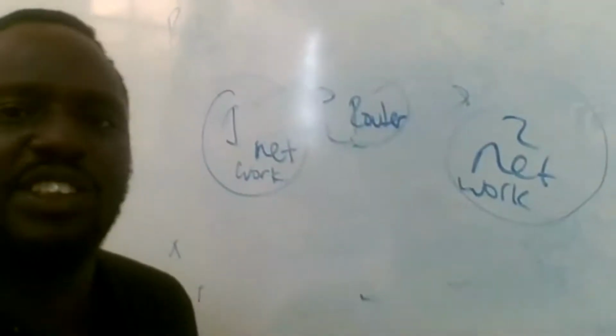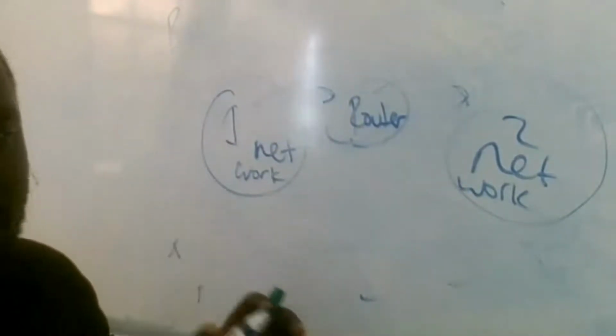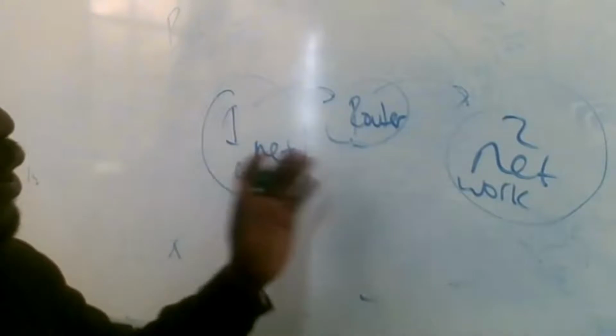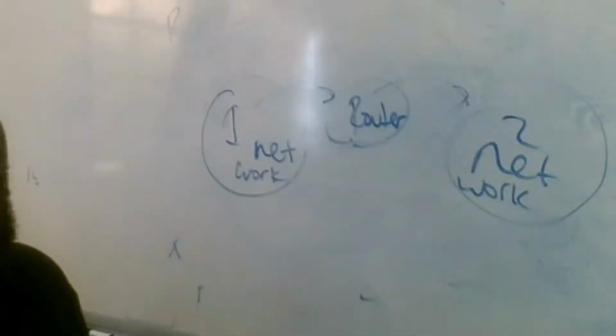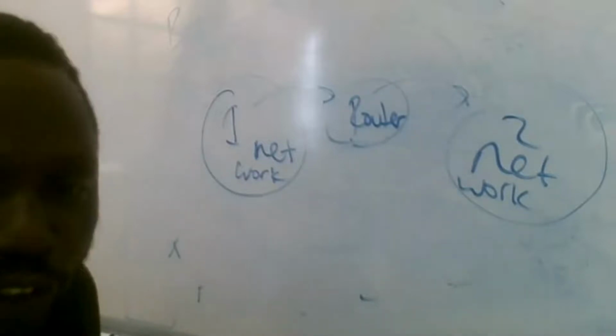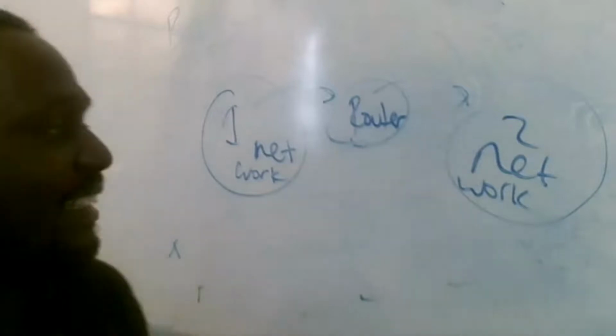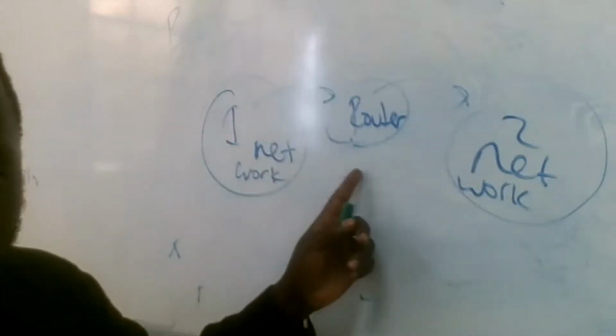However, there's something you need to know. Routers help us so much because we have so many computer networks in the whole world. So how does the information know that I'm now going to this network and I'm not supposed to go to this network? It is the routers that guide that information.